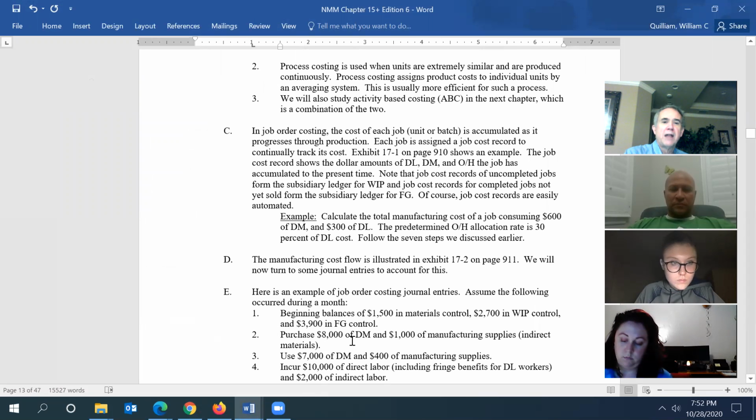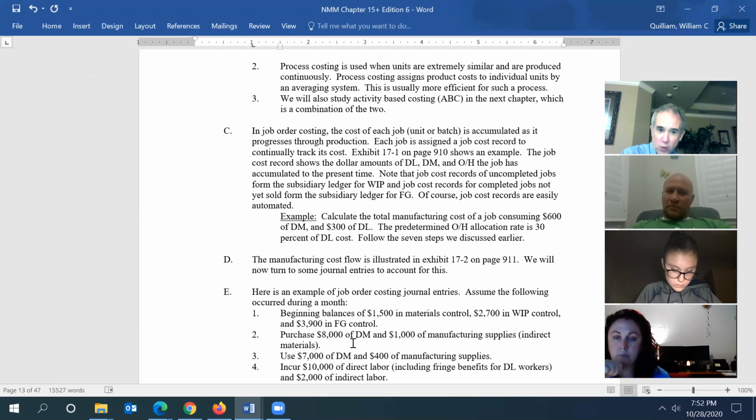Then in number 2, we will have our first journal entry. We're going to buy some stuff. So purchase $8,000 of direct materials and $1,000 of manufacturing supplies or indirect materials, as we saw in the previous chapter. So for these, our book debits all those to materials inventory. Some books will set up a separate manufacturing supplies or indirect materials account. Our book doesn't. Usually manufacturing supplies or indirect materials is not very big.